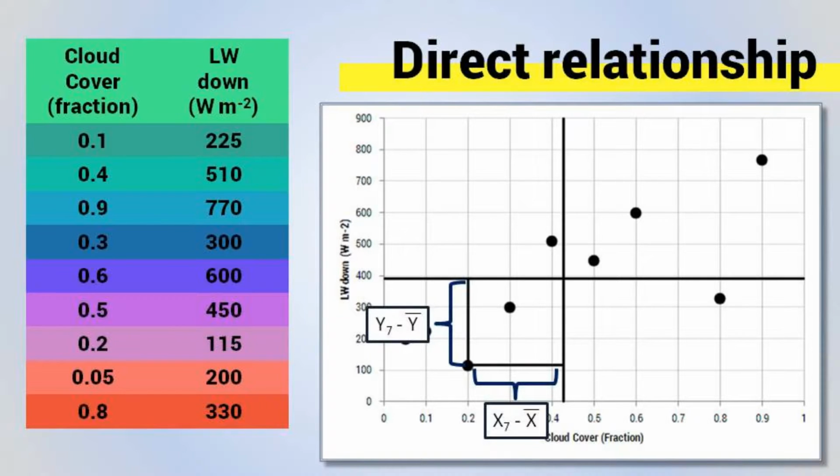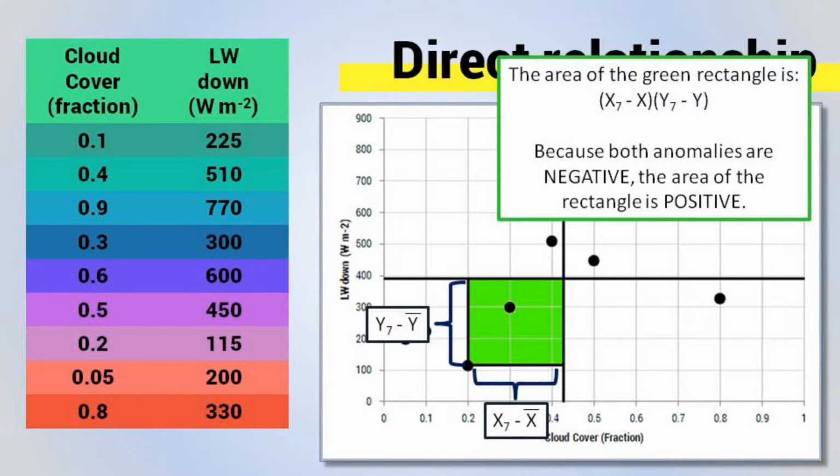So that is y7 minus y bar, how far the point is from the y bar. And x7 minus x bar shows us how far we are from x bar right there. And once again, those two little points there have carved off a little rectangle.